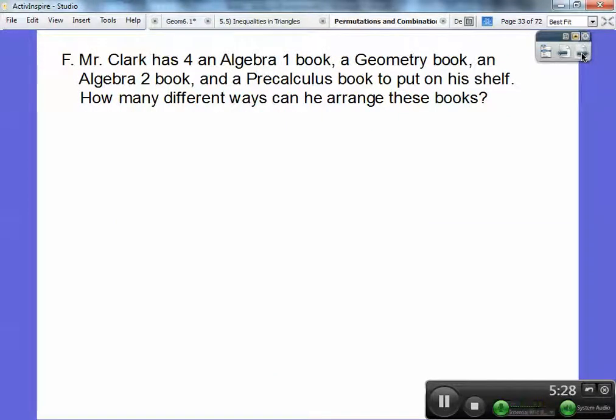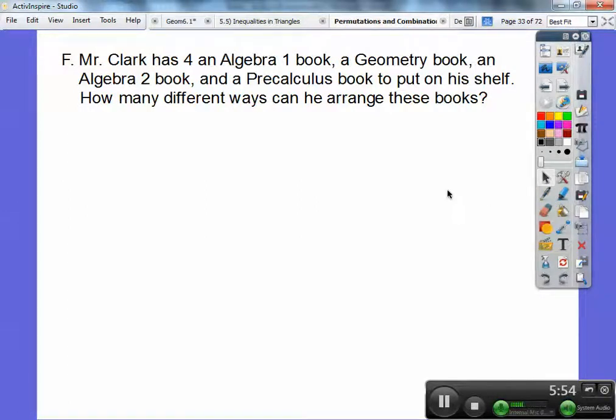All right, so Mr. Clark has 4 books. Sorry, it's bad writing right here. He has an Algebra 1 book, a Geometry book, an Algebra 2 book, and a Precalculus book on his bookshelf. This should say "has 4 books," comma. Okay, so how many different ways can he arrange these books?